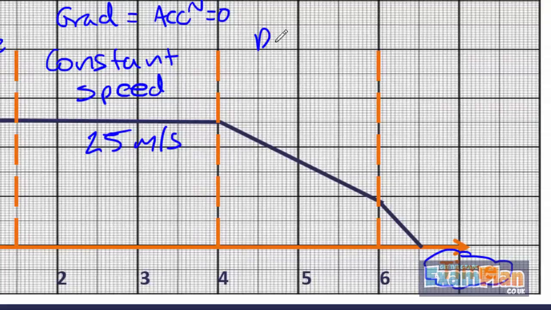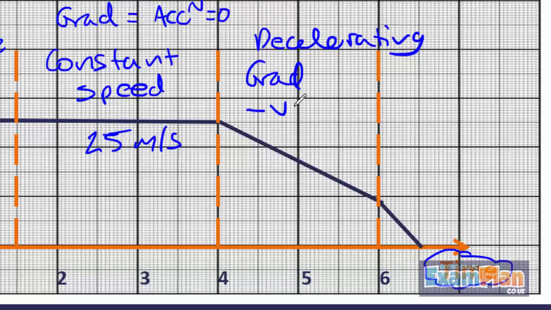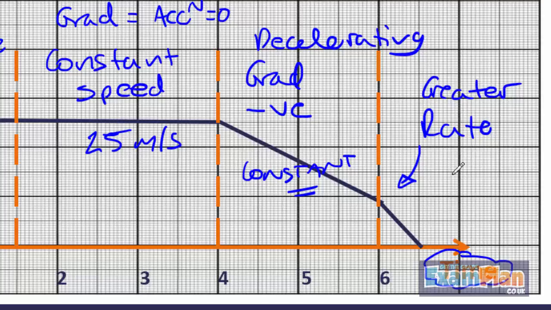Between 4 and 6 seconds, the car is decelerating at a constant rate. We know this because the gradient is negative, telling us it is decelerating, and constant, telling us it's a constant acceleration. Between 6 and 6.5 seconds, the car is also decelerating, but at a greater rate because the gradient is more negative.